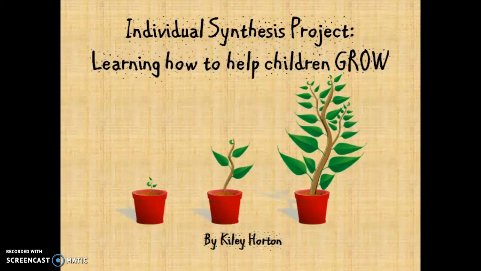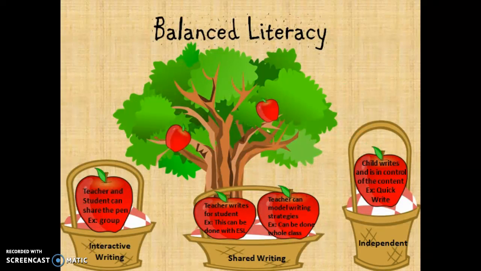Today we're going to be talking about how to help children grow. The first thing we're going to talk about is balanced literacy. Balanced literacy is broken up into three categories: interactive writing, shared writing, and independent writing.